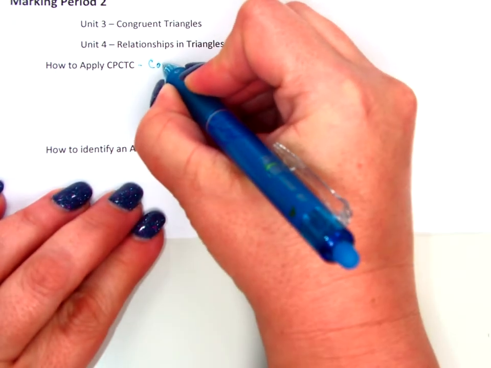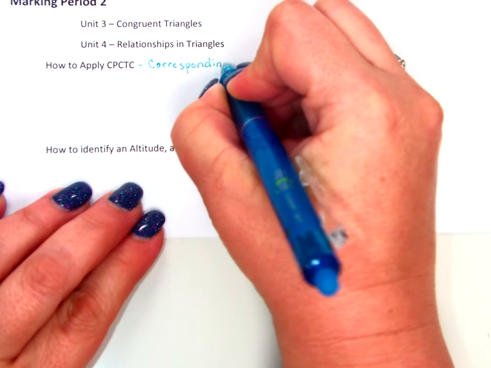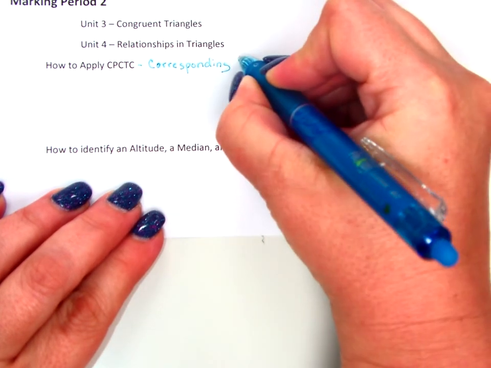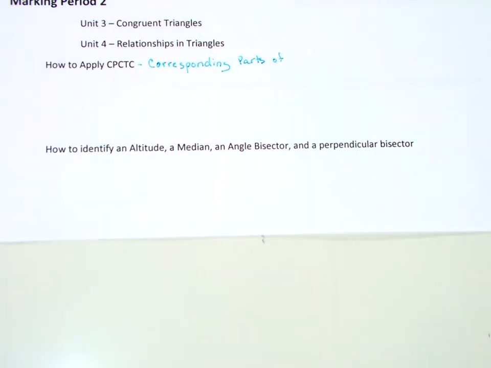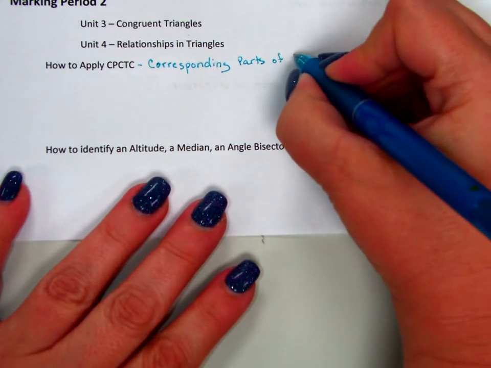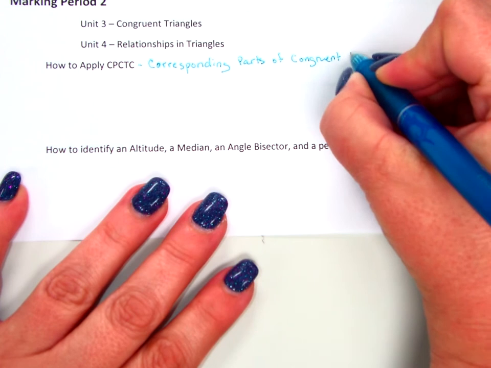CPCTC. Close. Corresponding parts of, so that's CP, now I've got CTC. Congruent triangles are congruent.